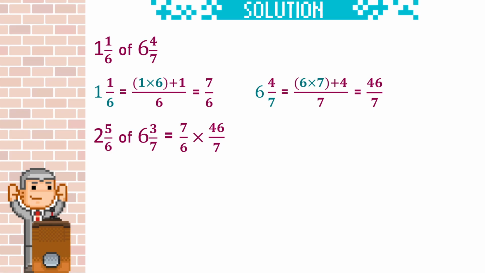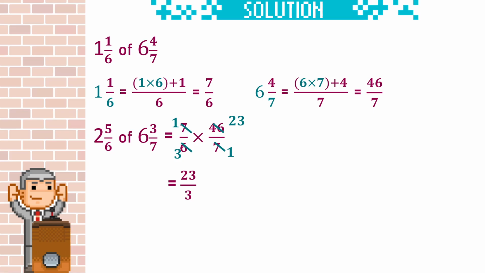Notice that there is a 7 at the top and bottom that we can cancel. So we can divide them both by 7. 46 and 6 are both even, so we can also halve them both. We can then multiply the tops and multiply the bottoms.